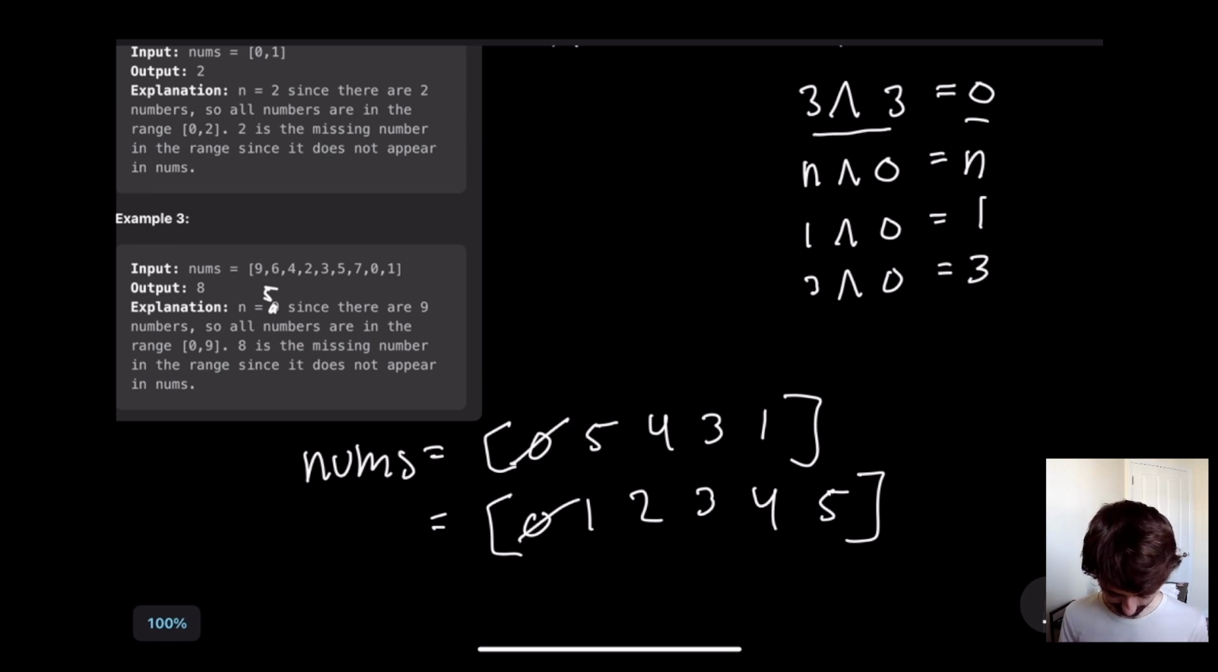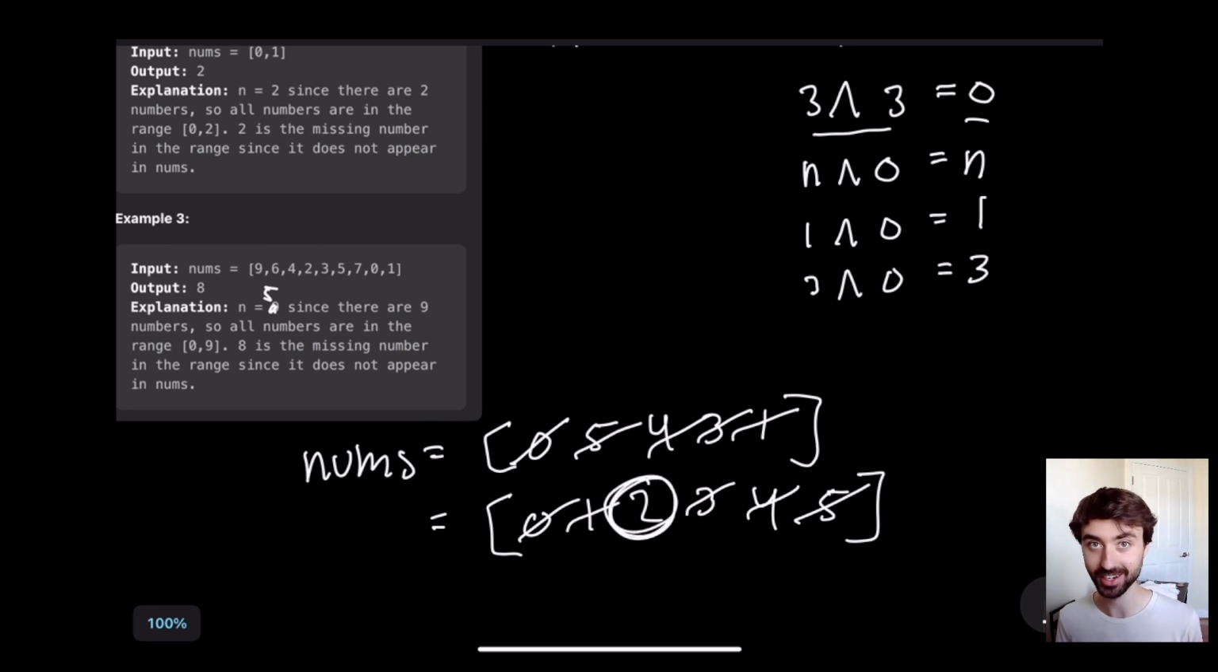So these will cancel out. The 1s will cancel out, so will the 3s, so will the 4s, and the 5s will cancel out too. We'll be left with 2, the missing number. Because XOR is commutative, it doesn't matter what order we XOR these values together in. As long as we're just XORing every number together, we're going to be left with just the number that's missing, which is super, super cool.